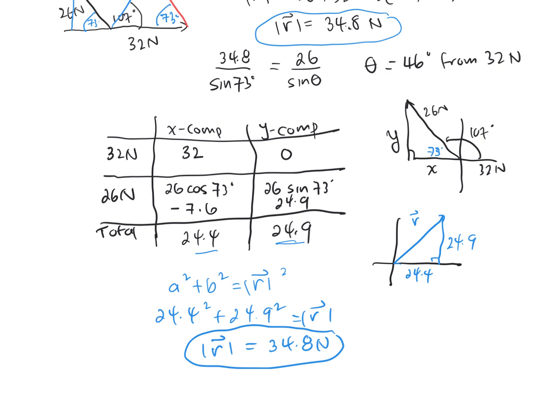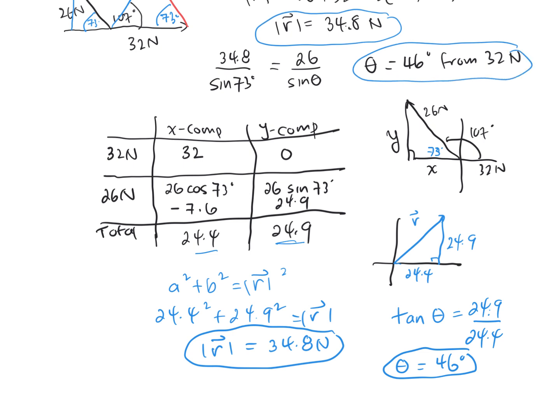There will be some questions where you'll have to find components, but it does give you an alternate option of finding the value of the resultant in a different method. So for tan, we're going to use opposite over adjacent to find the angle, and that works out to be 46. Again, the same answer that we got using tip to tail.